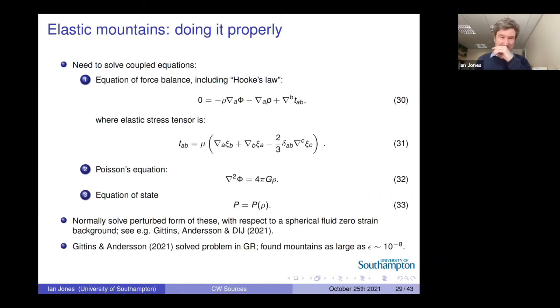So you can put those together and solve them and do a more careful calculation, and a few people have done that. Of course, you should maybe be doing this in GR, and Gittins and Anderson did that recently. They actually found significantly smaller maximum mountain sizes, 10 to the -8. Other people have done it in slightly different ways and got slightly bigger numbers. These calculations are quite sensitive to how exactly they're done.